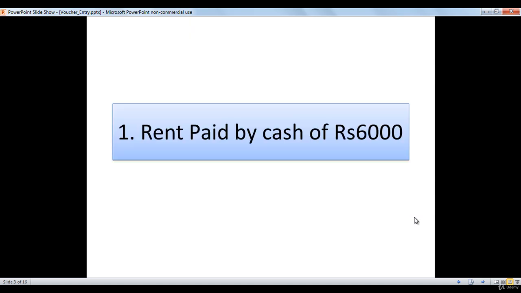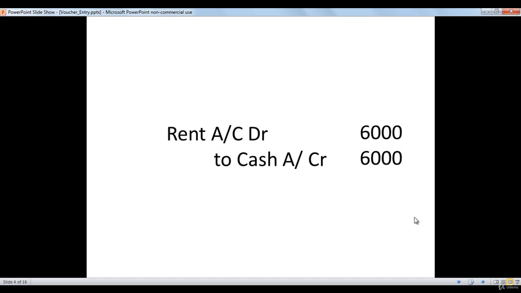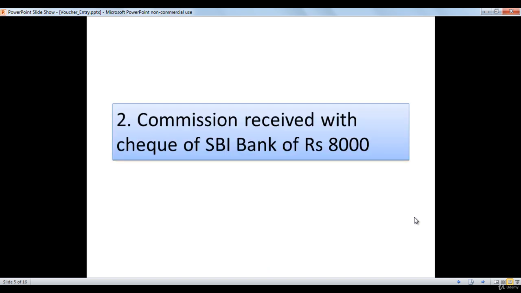Okay, so the first statement was rent paid by cash of rupees 6,000. We have seen the entry of it, that is rent account debit to cash, because rent is an indirect expense. Now here the rent has been paid. So it is very easy to understand that it's a payment voucher. So here rent account debit to cash, which we understood in the previous video, and the type of voucher is F5. This means that's a payment voucher. Let's go to the next statement.